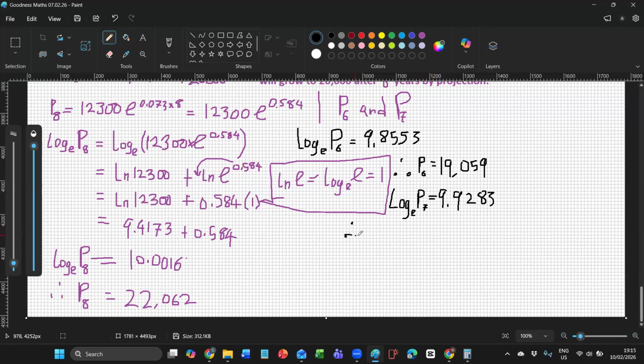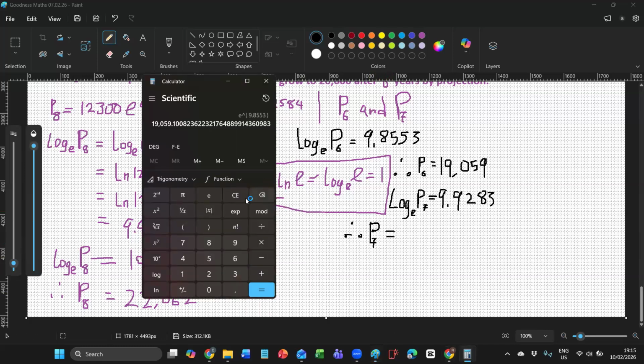Okay. So we now want to do, therefore, P7 will be what? Antilog of all that you just read out. So I'm going to do this: clear entry twice. Let's do the 9.9, 9.9283.